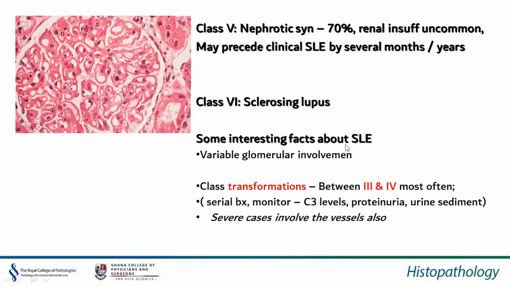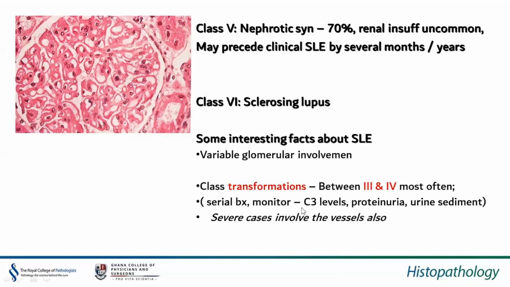There are some interesting facts about SLE. There can be variable glomerular involvement. That's a very characteristic biopsy finding in SLE because there are so many types of immune complexes. So the appearance in one glomerulus may differ from the appearance in the neighboring glomerulus. The second thing is class transformation. Class transformations occur typically between 3 and 4. In fact, that's part of the same class. But you can have downgrading, so 4 can transform to 2, or you can have upgrading, 2 can go to 4. Class 5 is usually the more stable of the lot.